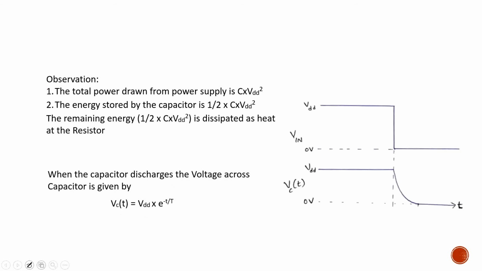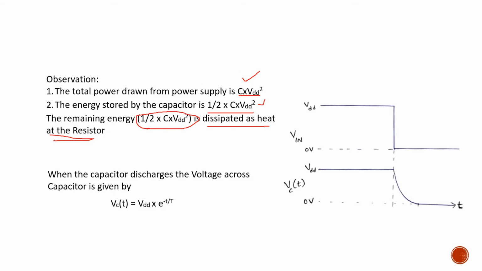Whereas here you can see the total energy drawn from the power supply is CVDD square. And we know the energy stored in a capacitor is half CV square. Then what about the remaining half? The total energy coming from the power supply is CVDD square. The energy stored in the capacitor is half CVDD square, and the remaining half CVDD square is dissipated as heat in the resistor only.